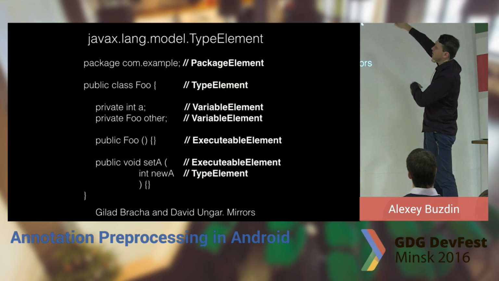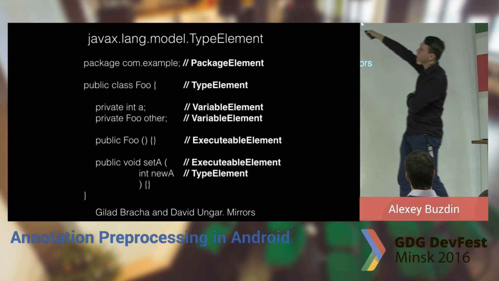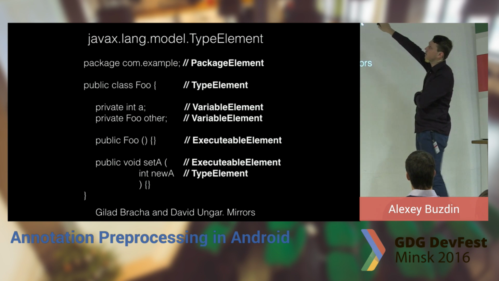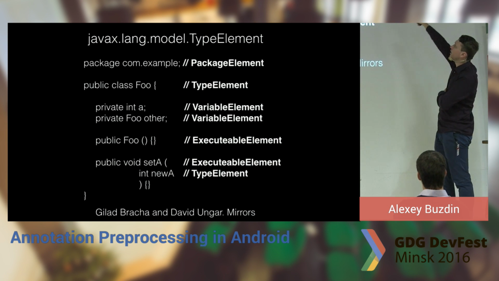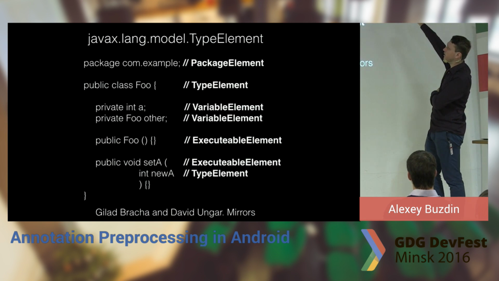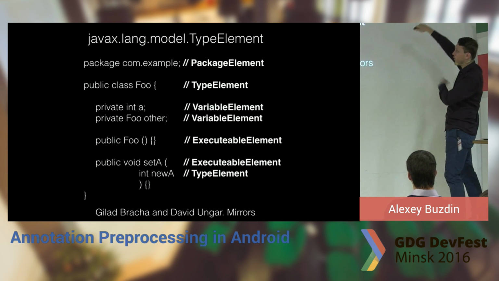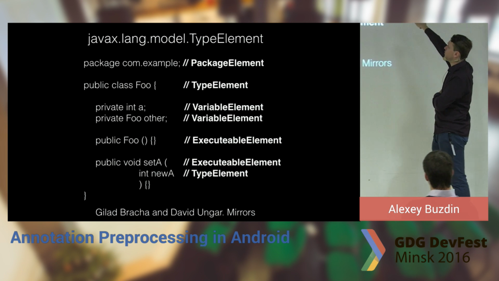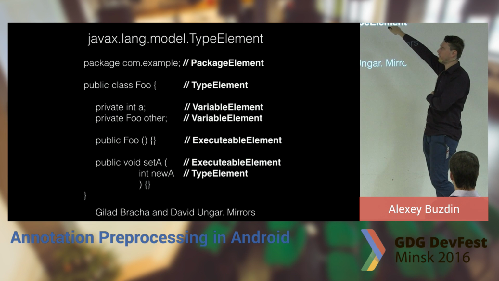And if we view this file as a list of elements, we would see that first we have a package element, and then it could have the keyword and the value. Then we would see a type element in this class. Type element contains inside variable elements, executable elements, so a list of inner children. Then, again, you can go to variable element, and you can get a modifier from it, or a type.